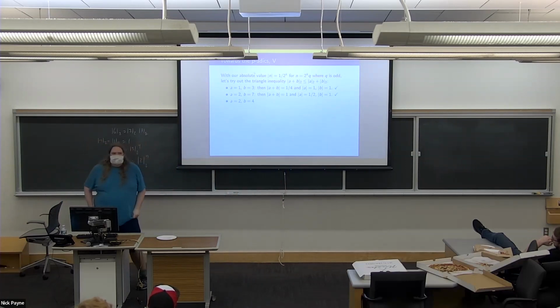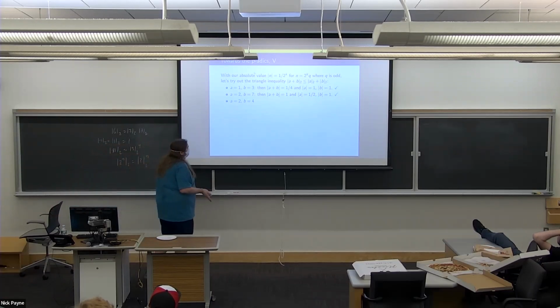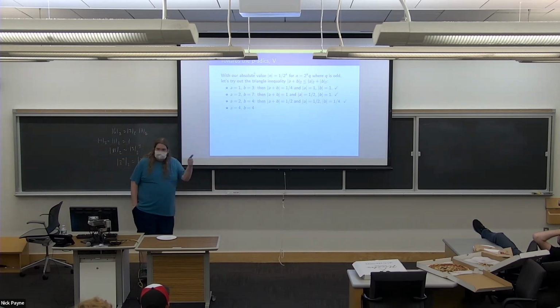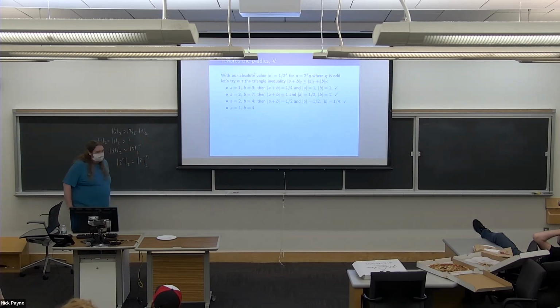Okay, a equals 2, b equals 4. Absolute value of a, 1/2. Absolute value of b is 1/4. A plus b is 6. What's the absolute value of that? 1/2. 1/2 is in fact less than or equal to a half plus a fourth. Thumbs up. All right. How about a equals 4 and b equals 4?